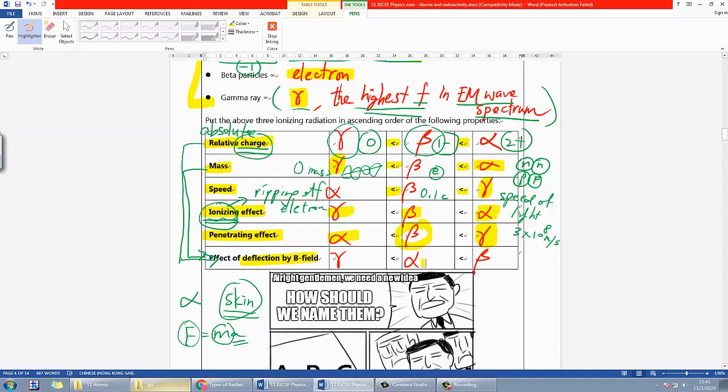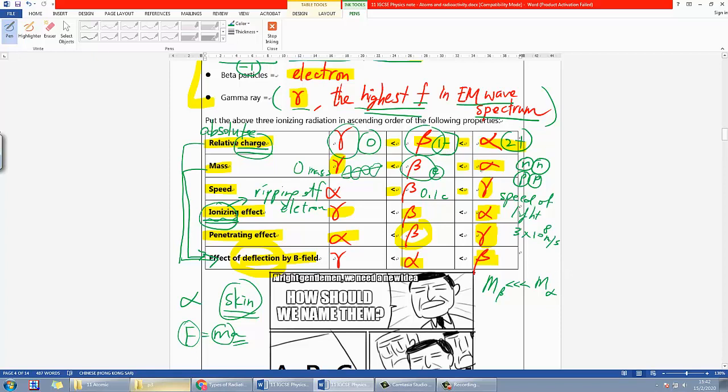But for this one, it's a bit different. Alpha is in the middle. Beta actually has the strongest deflection effect. Then you may say, hey, how come beta only has one negative while alpha has two positive, right? The answer is because beta has a much smaller mass. So the mass of beta is much smaller than the alpha.